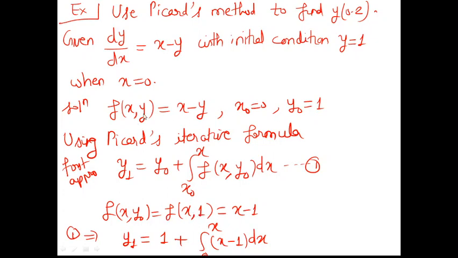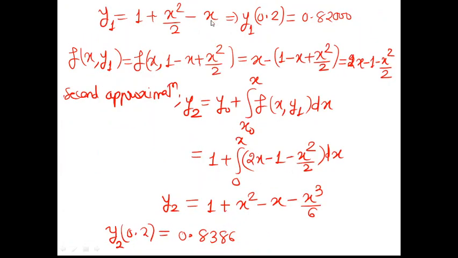How to get this? It's very simple. f of x y is x minus y. Just replace y by 1, so you will get x minus 1. Put this in equation number 1 and simplify it. So we get the simplification as this.